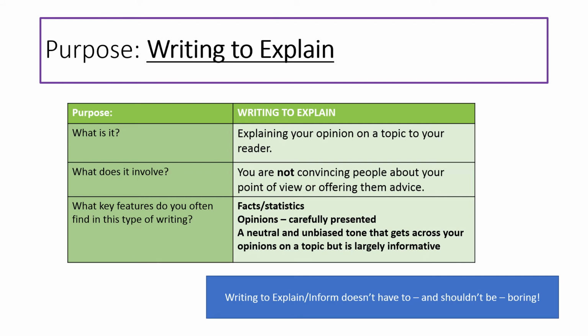So, key features you often tend to find in explain writing. You do tend to find facts and statistics. You know, it's meant to be informative. So facts and statistics are often there. Opinions, you will find these, but they are carefully presented. And the tone will be neutral and unbiased. It will convey your opinions on the topic, but is largely informative.